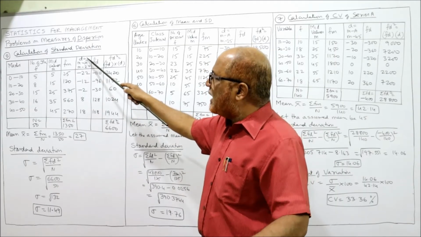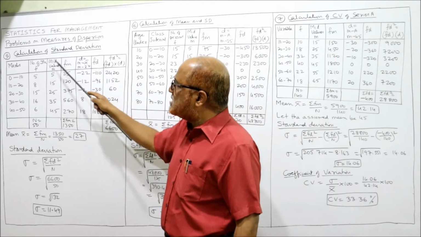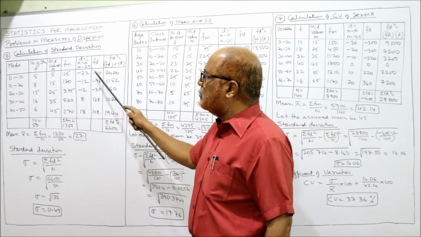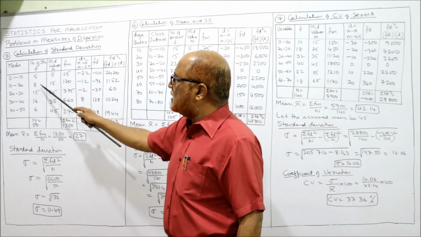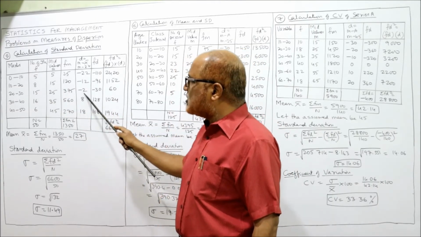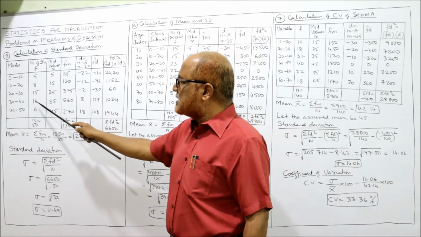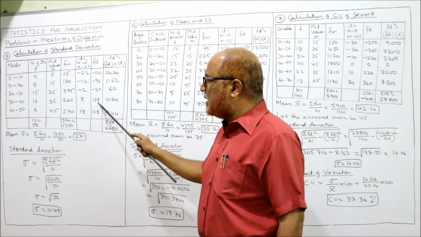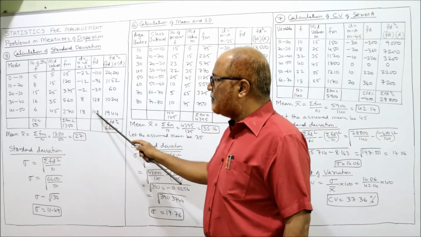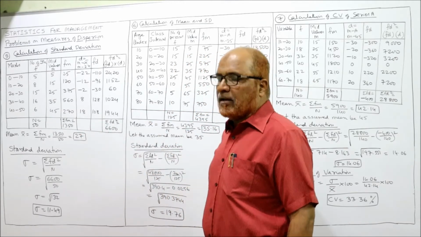Now you multiply f into D, frequency into D. Frequency 5, 5 into minus 22, minus 110. 8 into minus 12, minus 96. 15 into minus 2, minus 30. 16 into 8, 128, positive. 6 into 18, 108.